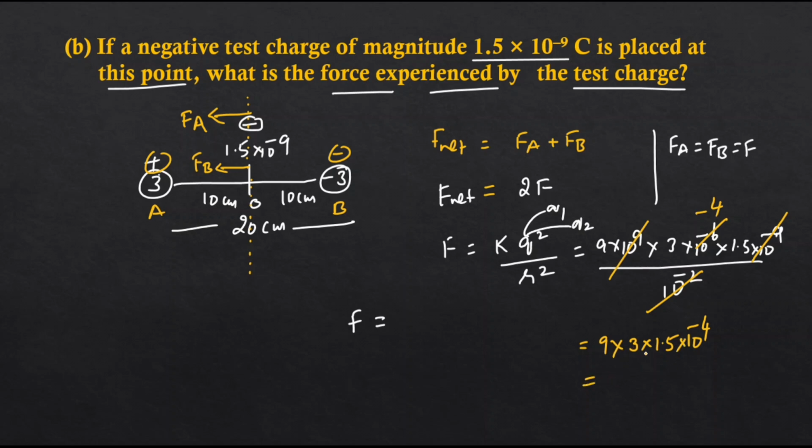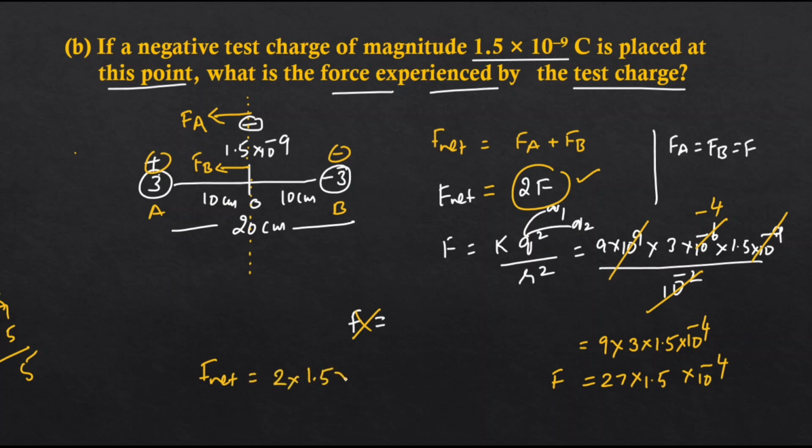27, 3 into 9, this is 27 into 1.5 into 10 to the power of minus 4. 27 into 1.5 into 10 to the power minus 4, this is the F value. But we need the 2F value here. So we can write F net equals 2 into 1.5 into 27 into 10 to the power of minus 4. Now if you simplify this, 15 2s are 30, that is nothing but 3 into 27 into 10 to the power of minus 4.